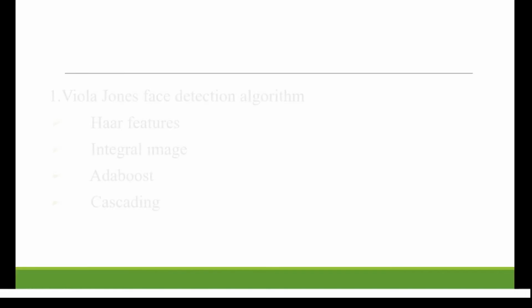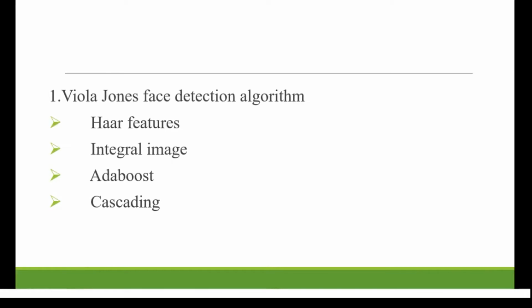Hello and welcome. So now we'll be learning the basics of Haar Cascade. The main algorithm behind this was Viola-Jones face detection algorithm. It has mainly 4 parts, which is Haar features, integral image, AdaBoost, and cascading. If you manage to understand these 4 concepts, you can easily understand Viola-Jones face detection algorithm. So now we'll move to start understanding these 4 parts.